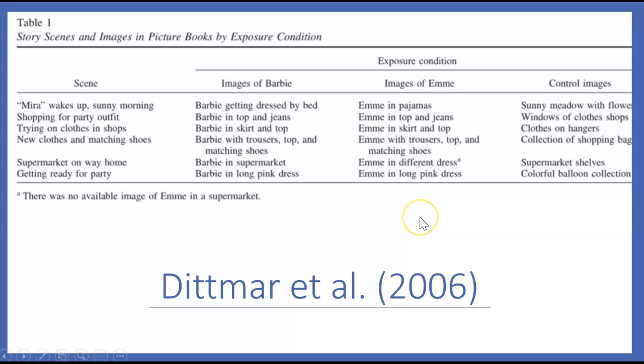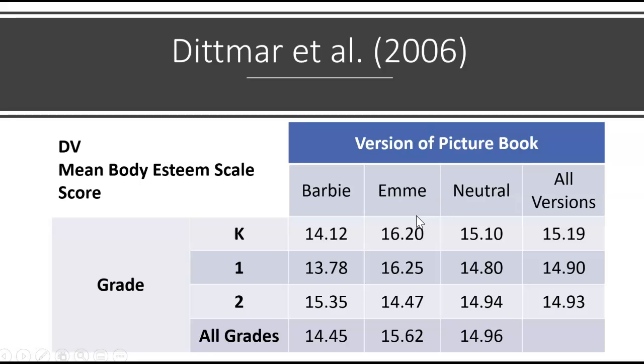So they were reading storybooks, and again, these are very young children. Then they wanted to test for differences across these conditions in terms of a variety of dependent variables. One of those dependent variables was mean body esteem score, so how much the girls liked their bodies.